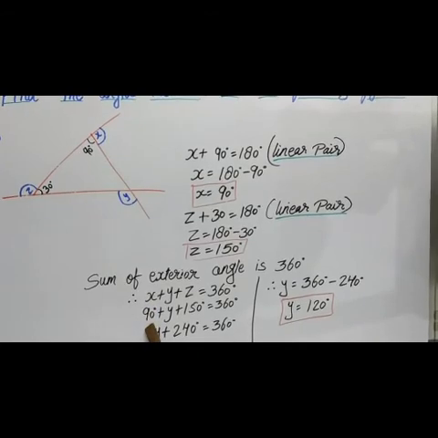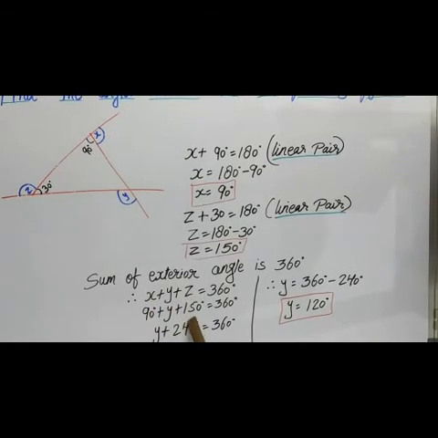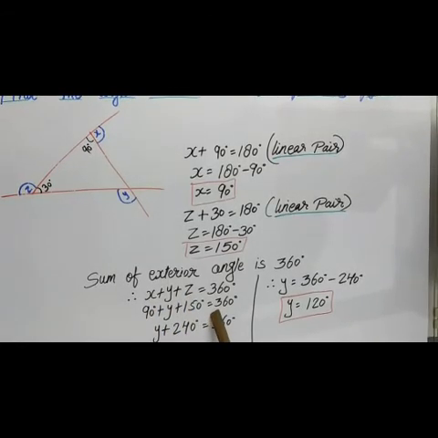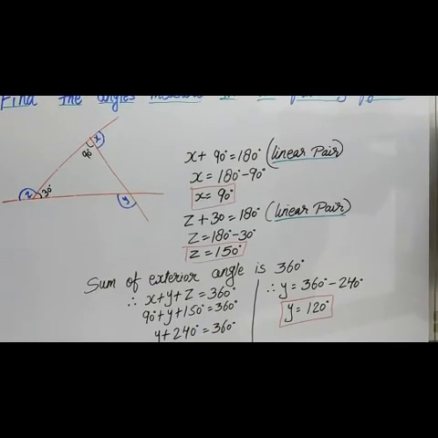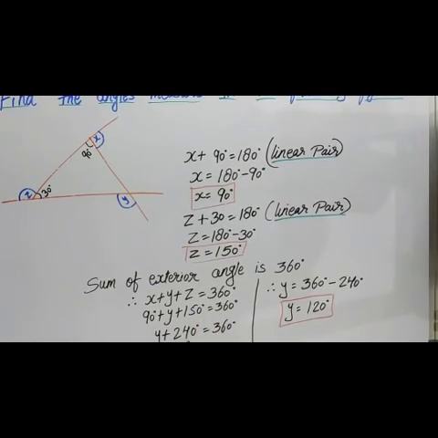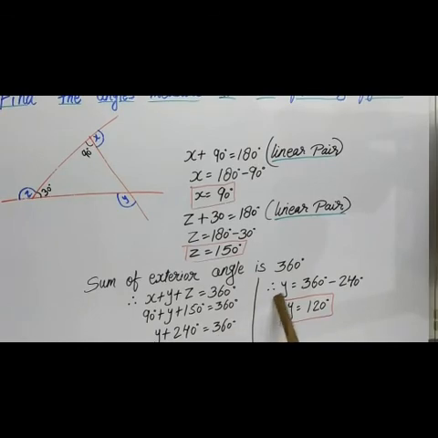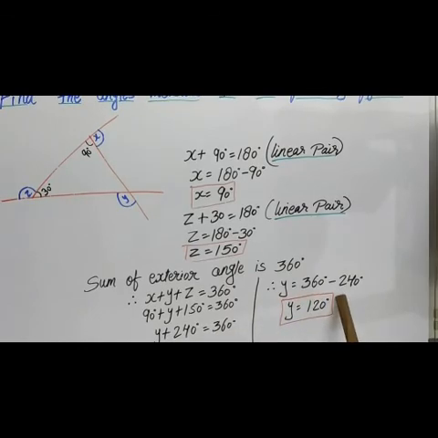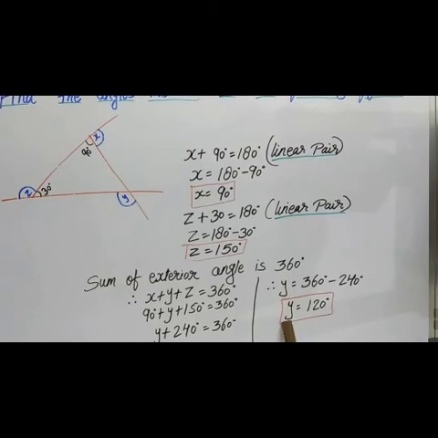X is 90 degree, y we don't know, z is 150 degree, equal to 360 degree. Y plus 90 plus 150 is 240 degree, equal to 360 degree. Therefore y equal to 360 degree minus 240 degree. Therefore y equal to 120 degree.